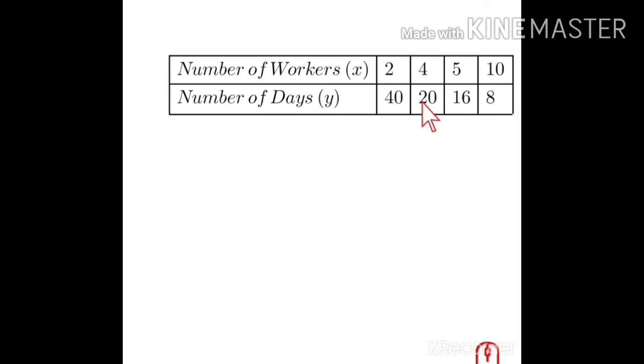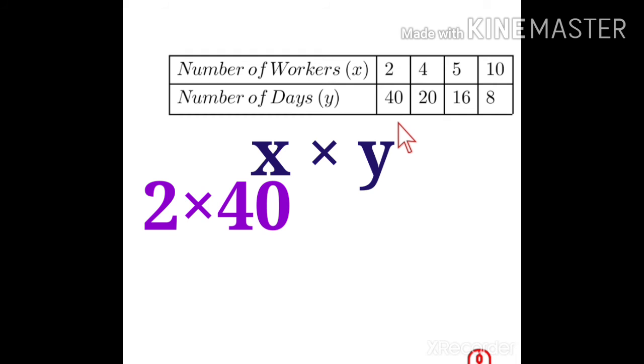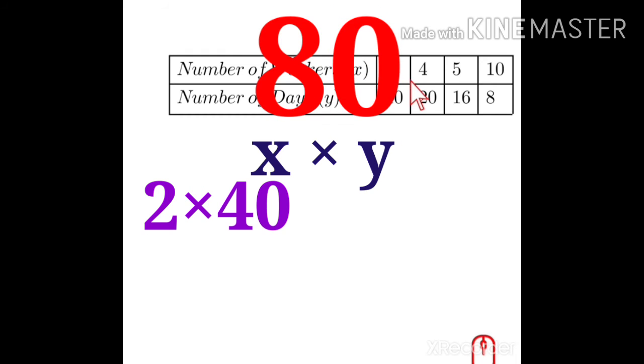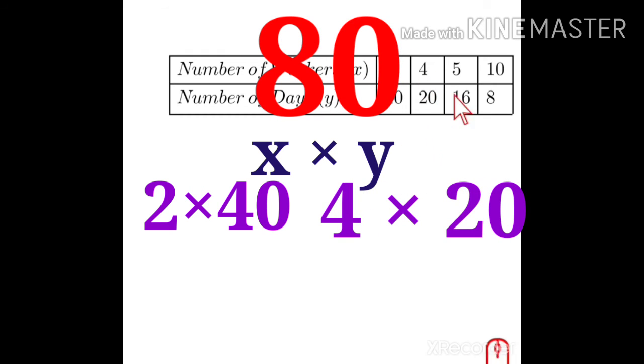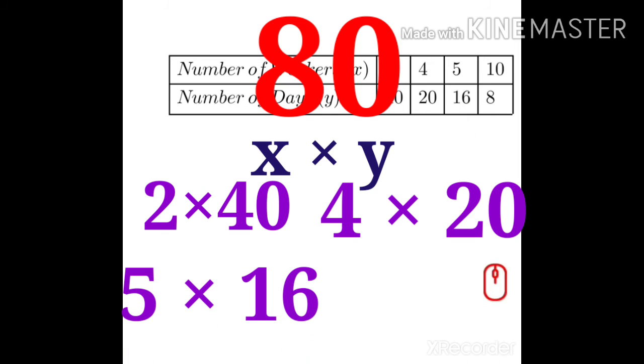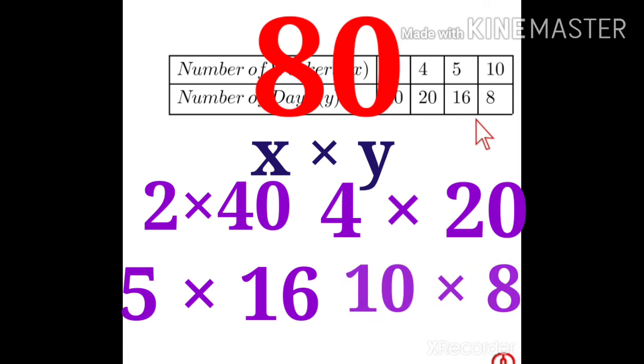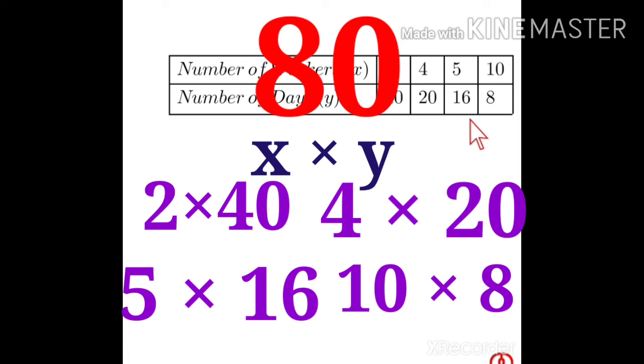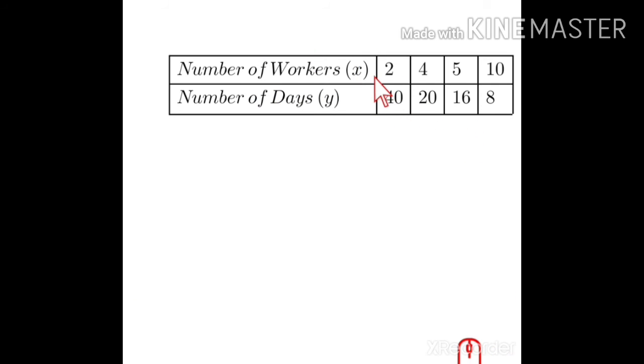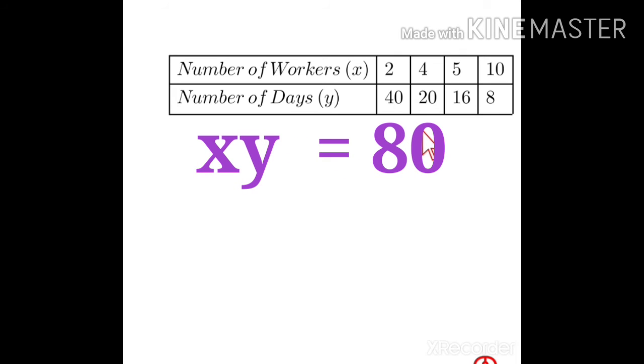Then we note that the product is always the same. That is x into y: 2 into 40 is 80, 4 into 20 is 80, 5 into 16 is 80, and 10 into 8 is also 80. Consider each value of x and the value of y. Their product is the same, that is xy equal to 80. So 80 is a constant value.